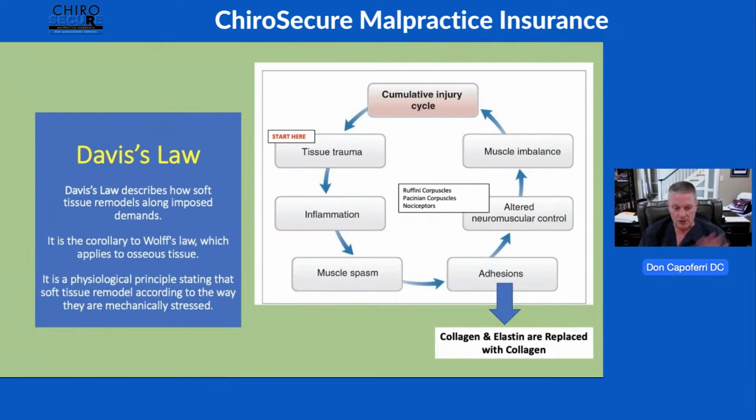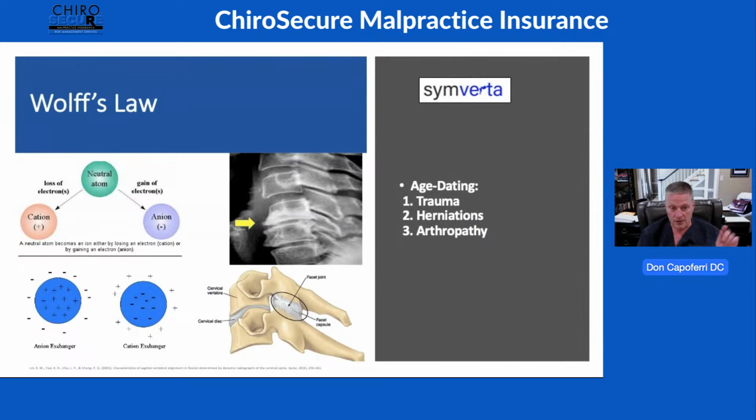I don't want to say soft tissue because soft tissue has become unimportant, but it is important. And how soft tissue deteriorates over time through the trauma, the inflammation phase, the muscle spasm, the adhesions, which adhesions is scar tissue, altered neuromuscular control, and muscle imbalance is the vicious cycle that patients go through when their ligaments are compromised, when the connective tissue is compromised.